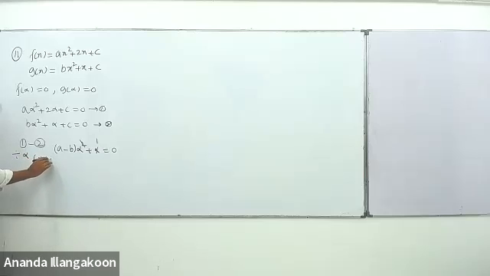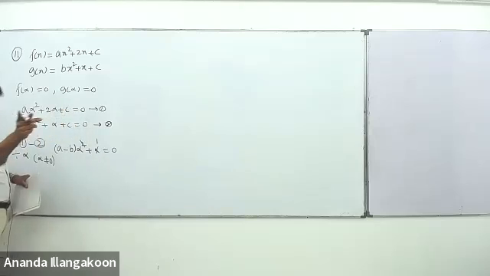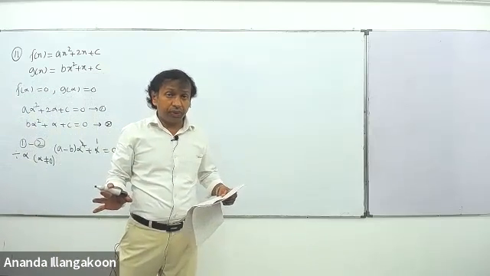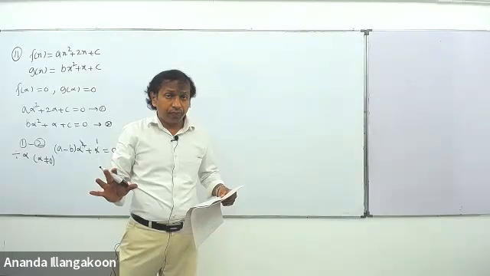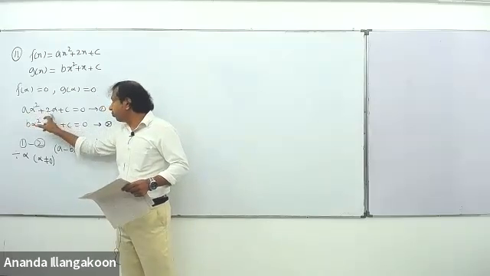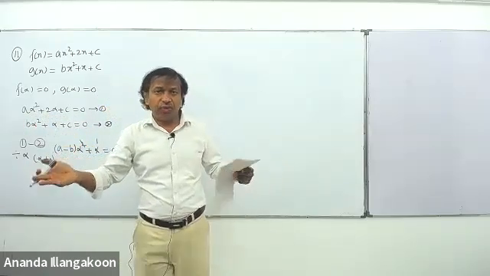Alpha is not equal to 0. How do you know? If alpha is 0, the common root should be 0. Alpha 0 makes this 0 and this 0, then c equals 0. But in the question you are given a, b, c are non-zero real numbers. But if alpha is 0, by this equation c becomes 0. This is a contradiction. So therefore alpha should not be 0.